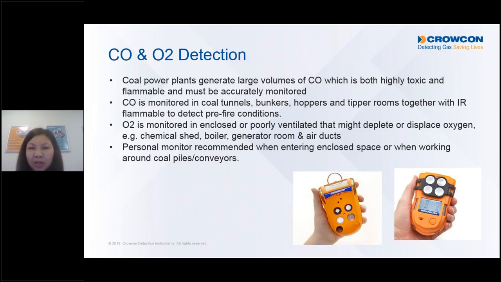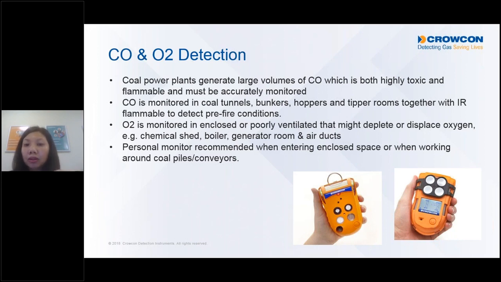Tunnels, bunkers, hoppers, tipper rooms. It is a good indication of pre-fire conditions. So if CO builds up, there's a chance that it's going to catch fire soon. So what we want to do is monitor CO as well as oxygen.